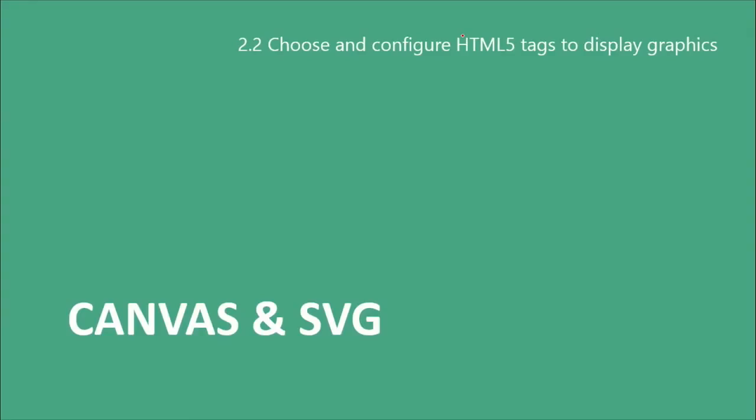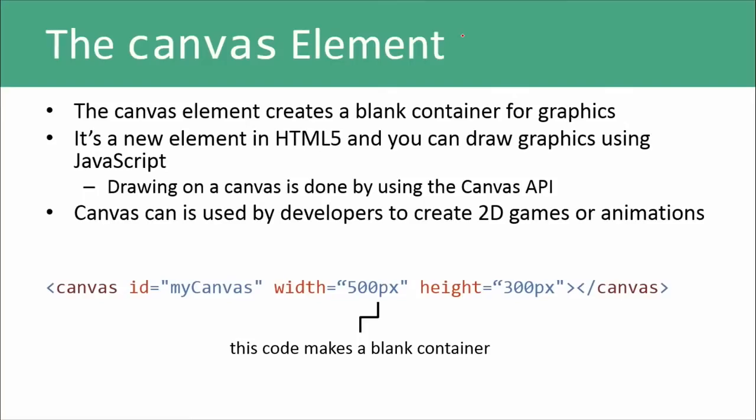So in addition to the image element, we also have canvas and SVG elements. The canvas element creates something that's essentially just a blank container for graphics. It's a new element in HTML5, and you can draw graphics using JavaScript, which is another programming language that we're going to talk about really soon, right? You use the Canvas API, so it makes life a little bit easier for you because you don't have to define all of your own functions. Canvas is used to create 2D games, animations, all sorts of good stuff, all sorts of interactivity for web pages.